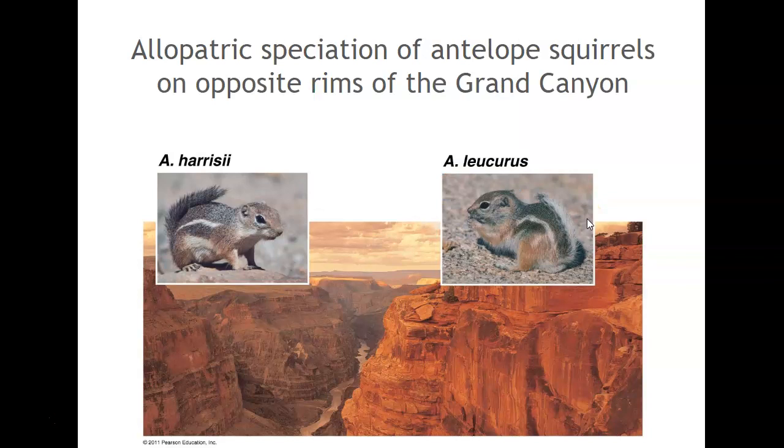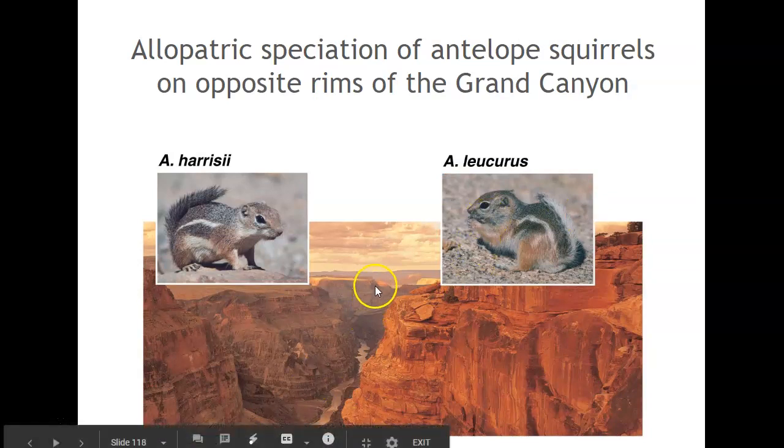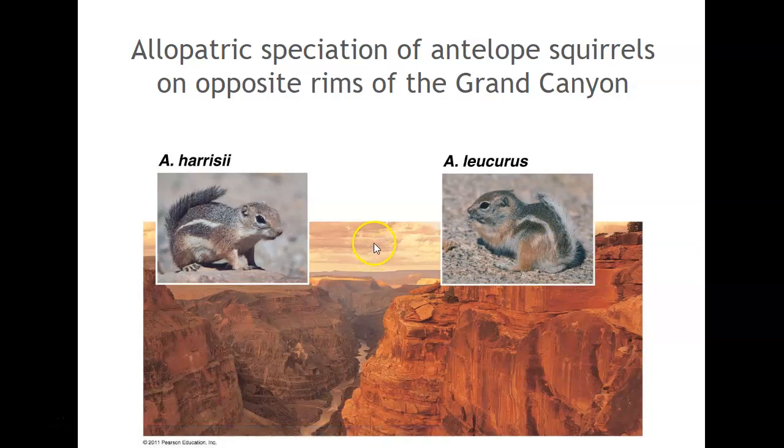Here's an example of the allopatric speciation. The two squirrels. There was a canyon between them. Once upon a time, they had a common ancestor and they were one singular species. But because they've been isolated from each other so long, they've naturally selected and evolved differently. So now if you put them together, they won't interbreed.